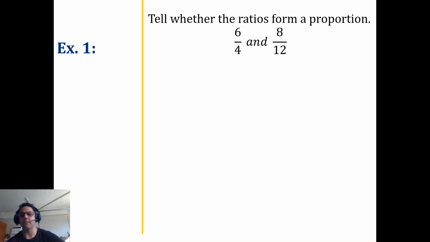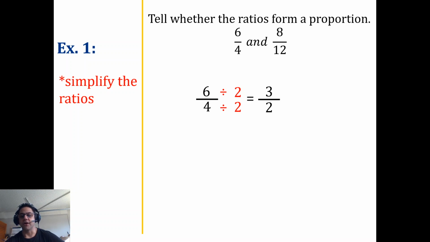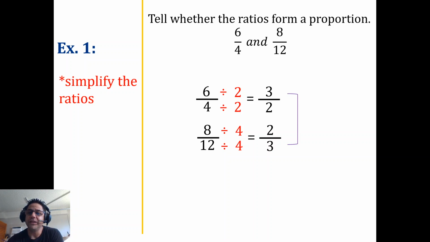So exactly like what we did on IXL, 6 over 4 reduces, because we divide by 2, and it gives us 3/2. So our goal is to see if 8 over 12 can give us 3/2. 8 over 12 can divide by 4, and that gives us 2/3. Ooh, since they are not the same, they are not equal to each other, we could not say they're proportional.